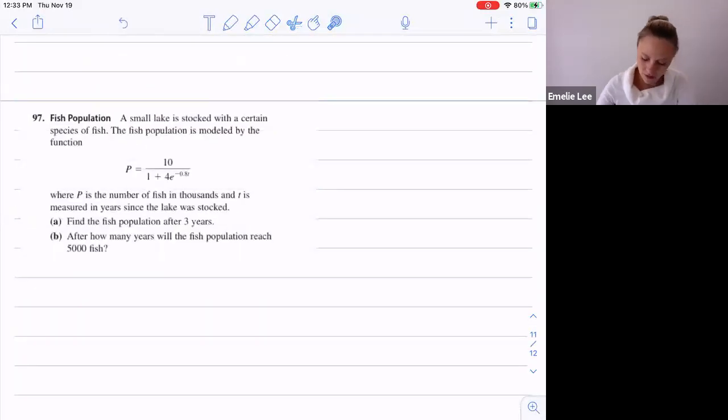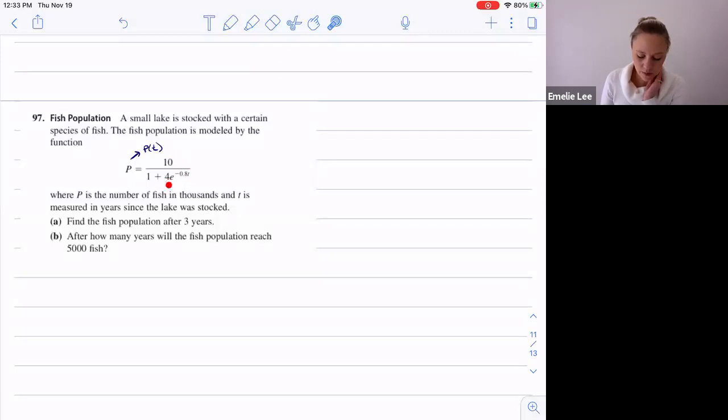Okay. So a small lake is stocked with a certain species of fish. The fish population is modeled by this function. So P is actually P of T. So this should be P of T. But sometimes if it's obvious that T is the variable, we just write P. But if it helps, you can write P of T.